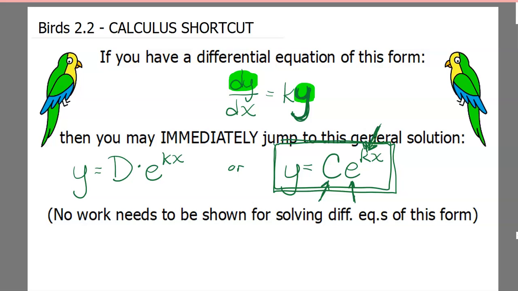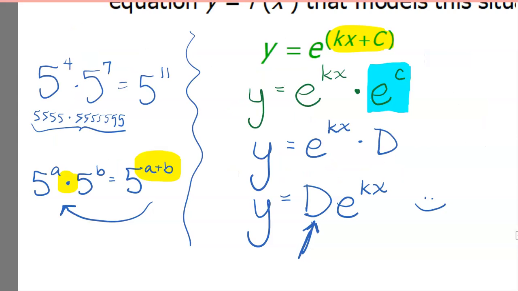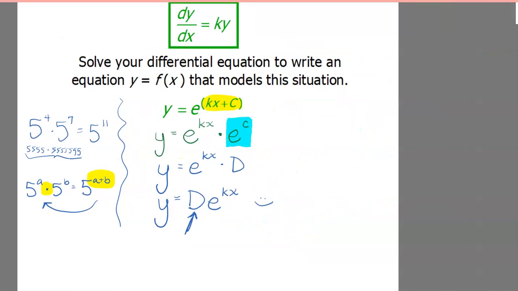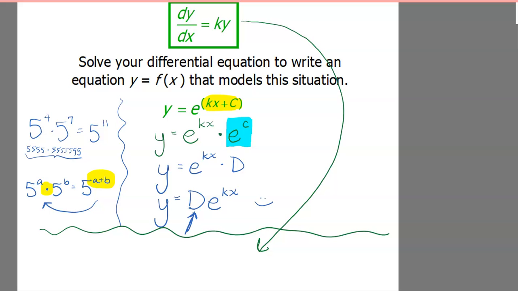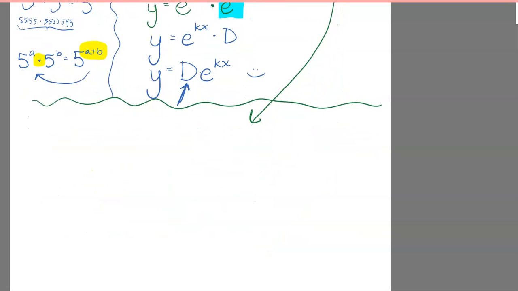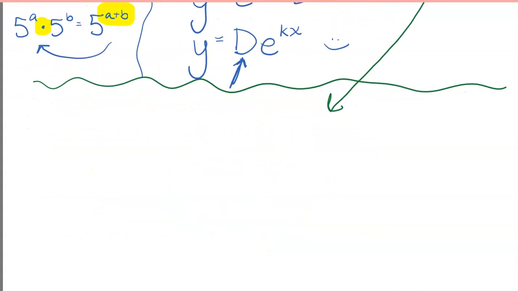And so now I'm going to go back and actually solve the bird equation. So from now on, what you'll be able to do after you realize this is your differential equation, you won't have to do any of this work that we just did ever again for that type of diffeq, and you can jump straight to y equals c times e to the kx.